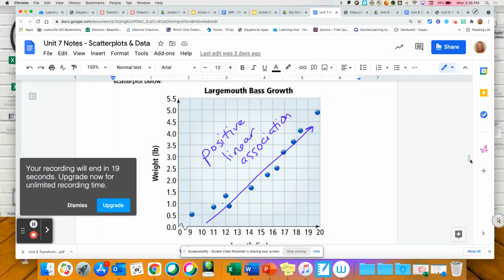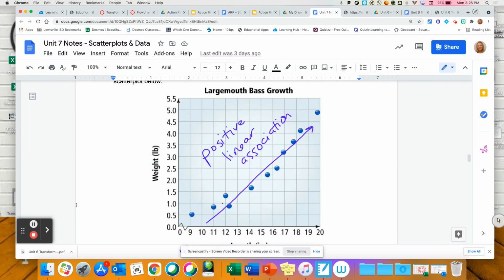Next thing it asks you to do is to predict the weight if it was 19 inches long. So you're going to follow it up, and it looks like it would fall right in here, which would be 4.5 pounds.